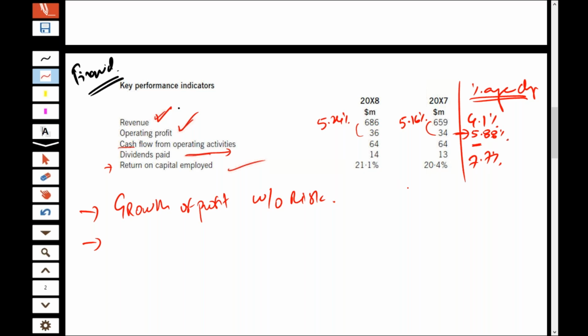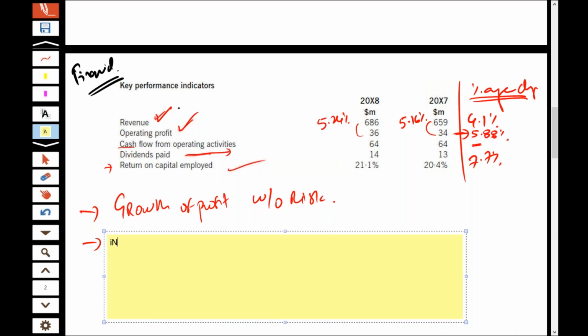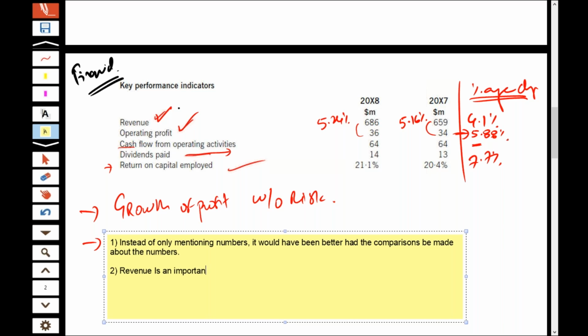Now see, ideally speaking, what you are going to be writing down to the examiner is that instead of only mentioning numbers, just mentioning the things in absolute terms, it would have been better had the comparisons been made about the numbers. The revenue is an important indicator as it shows growth of business.